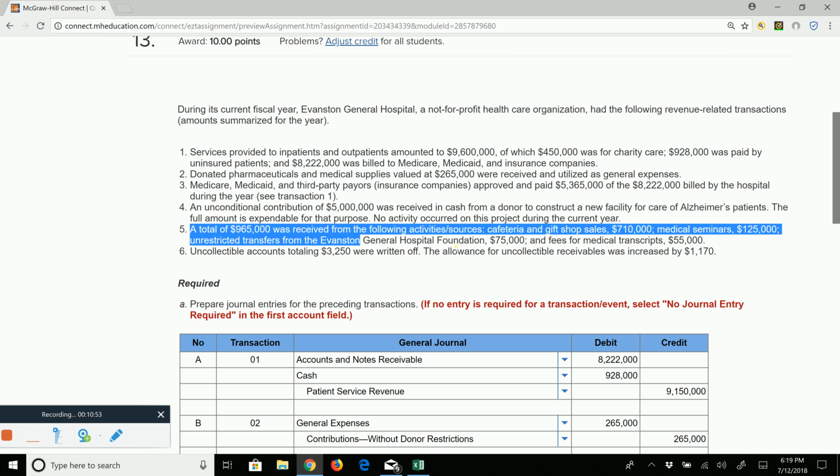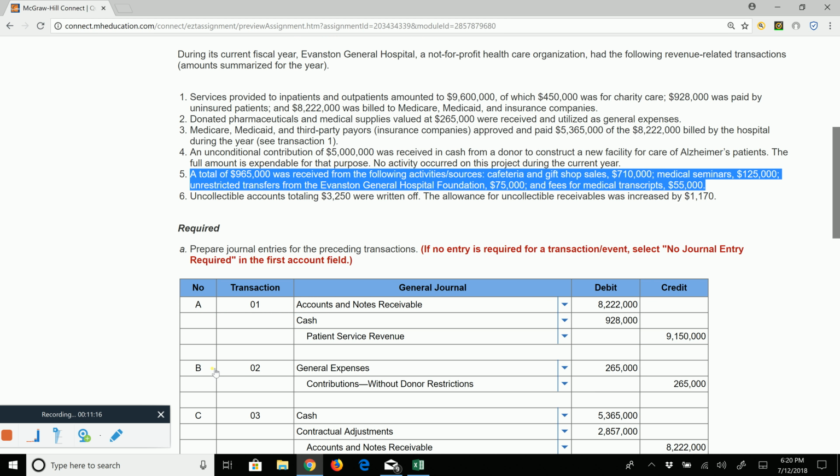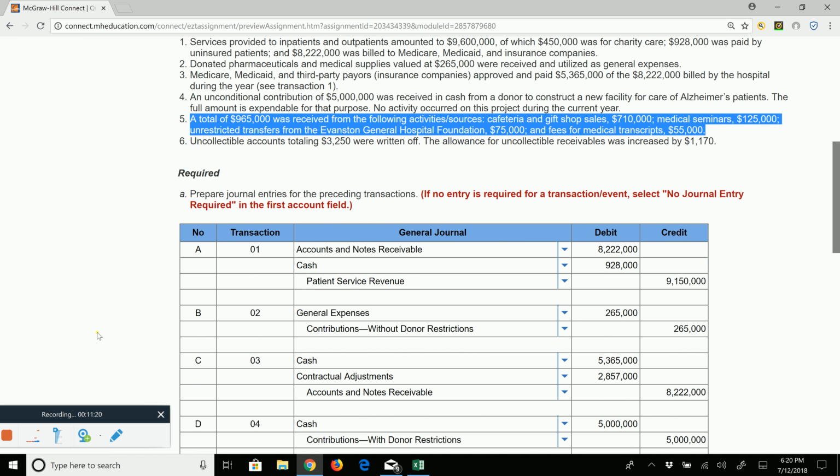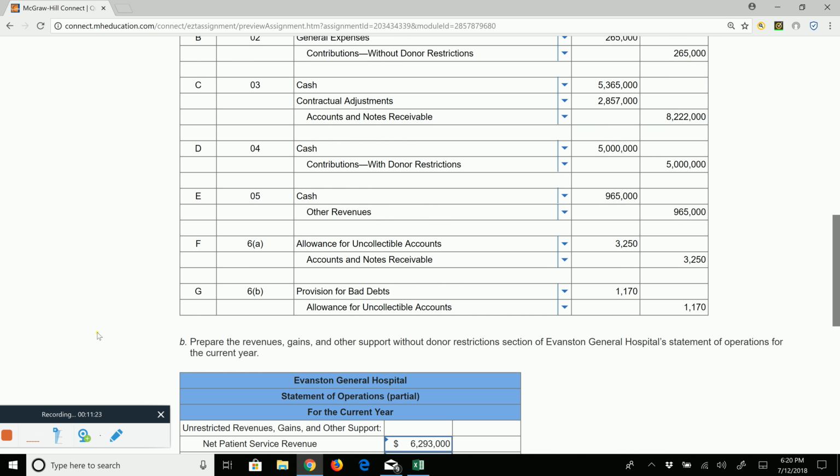And number 5, a total of $965 was received from auxiliary resource or auxiliary revenues. Cafeteria, the gift shop, medical seminars, transfers from the foundation, fees from medical transcripts. These are all revenues above and beyond just your medical patient service revenue. All right, hospitals do other things, cafeterias, gift shops, etc. So that is a debit to cash and a credit to the various other revenue accounts.